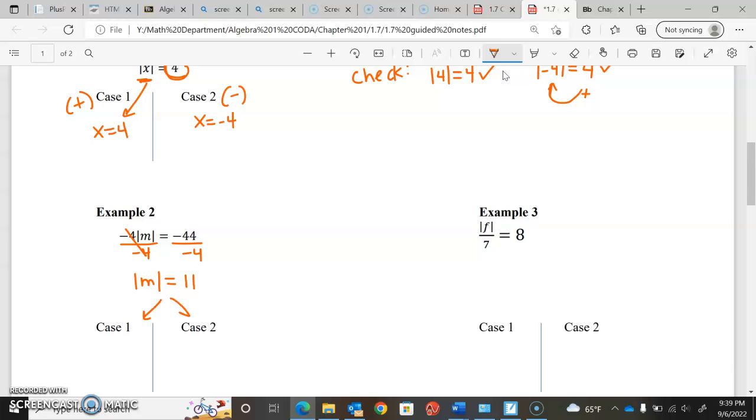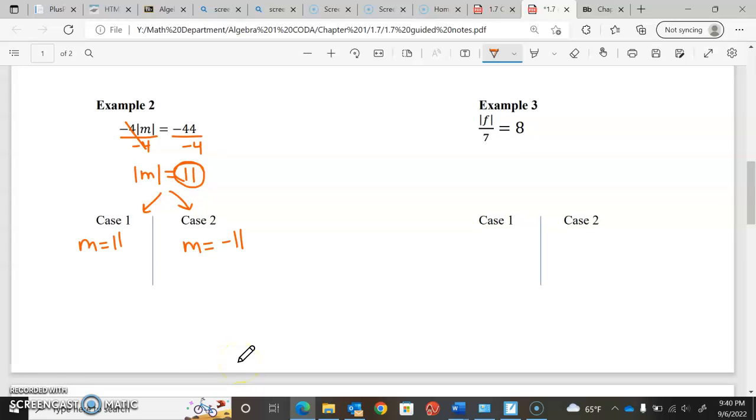Then you can break it into the two cases, where on the right-hand side, 11, one option is it's going to be positive. The other possible solution is it's going to be negative. So there's our two answers, and let's check. So go back to the original, -4 absolute value. Let's try positive 11.